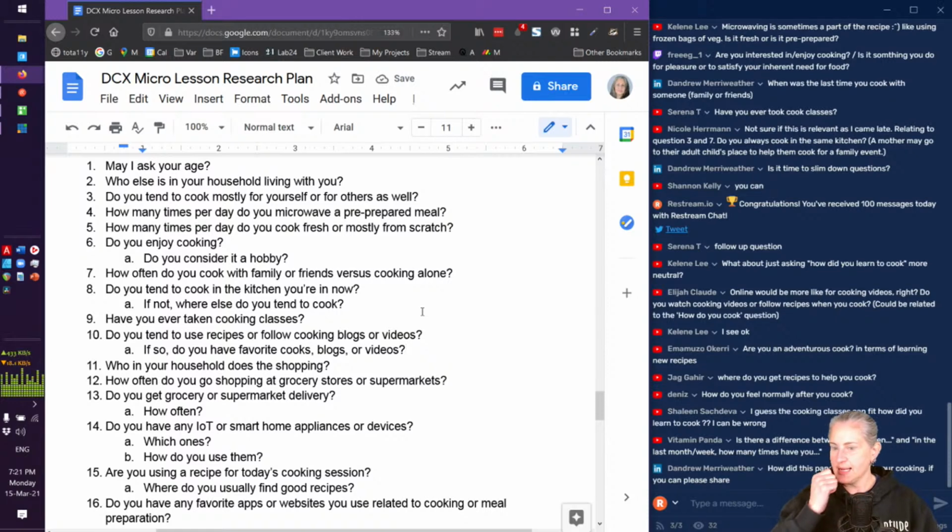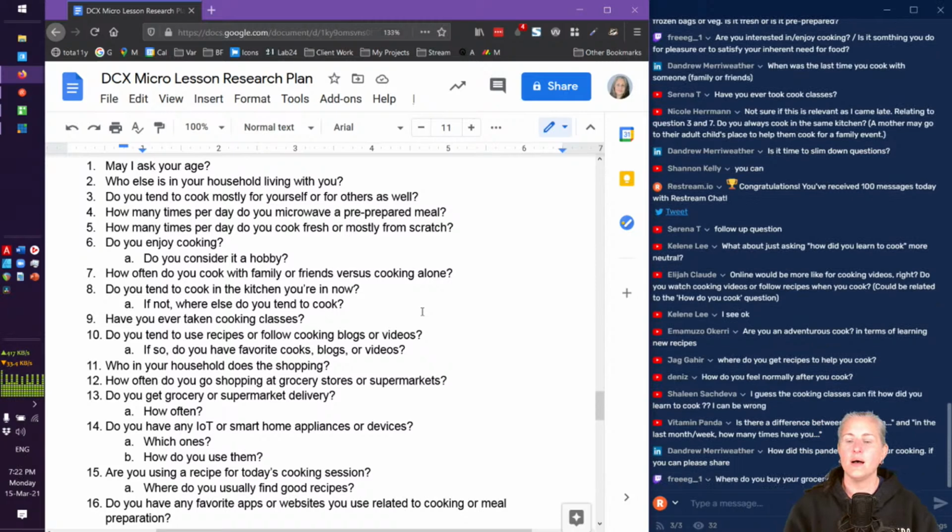Vitamin Panda says, Charlene says, hold on, there's a whole bunch of things here. Are you an adventurous cook in terms of learning new recipes? Well, I'm not sure that helps our company invent something. So maybe. Jag says, where do you get recipes to help you cook? Okay, I think we just put that up. Denise says, how do you feel after you cook? Denise, I'm going to challenge you and ask you why that matters.